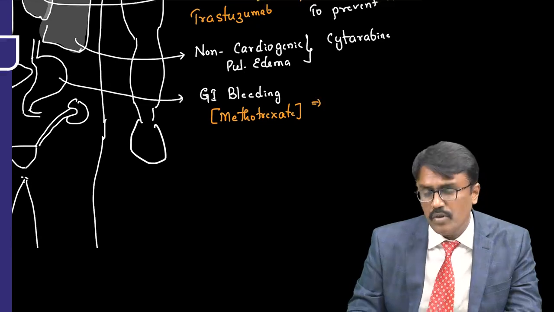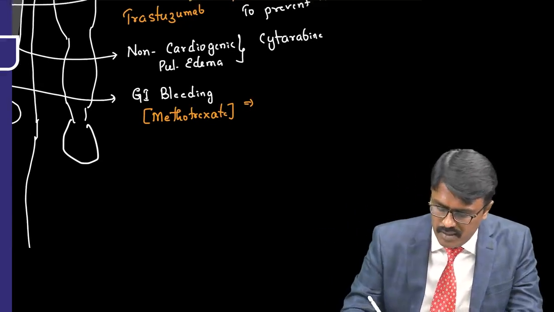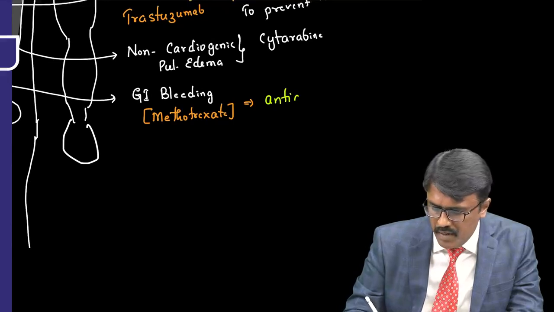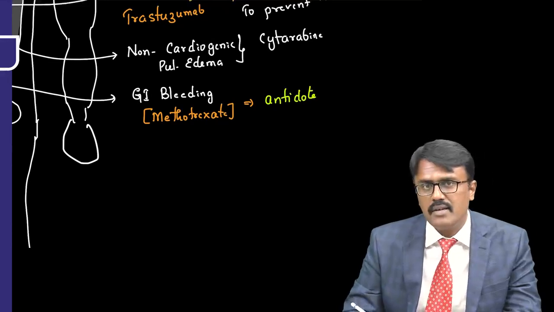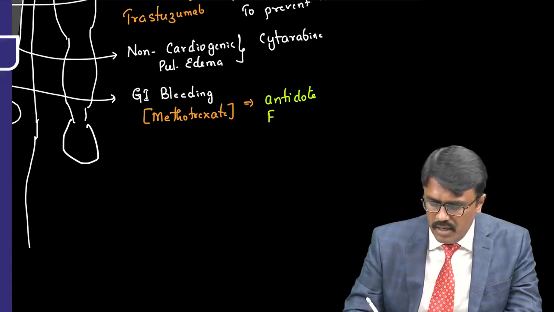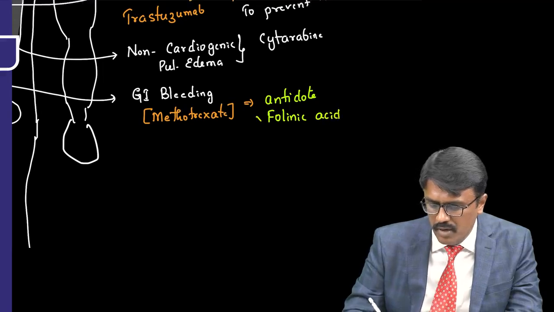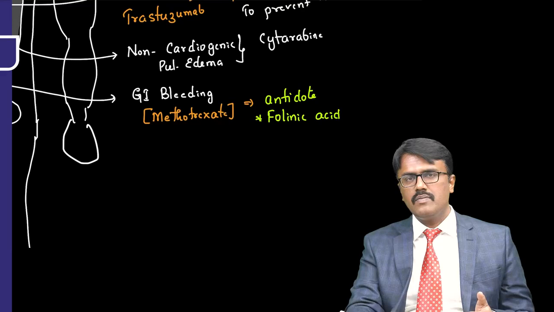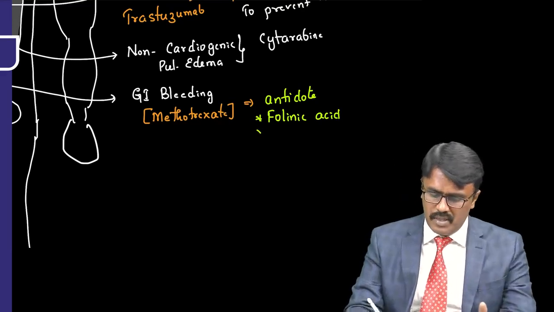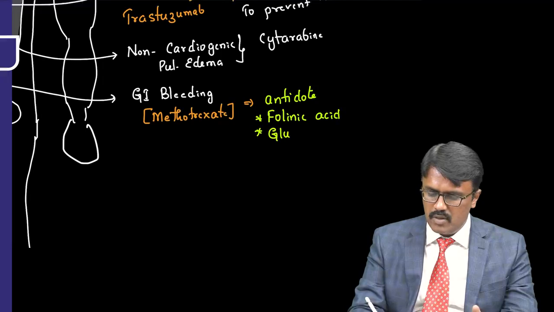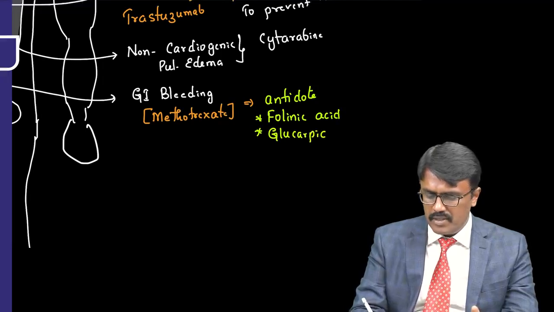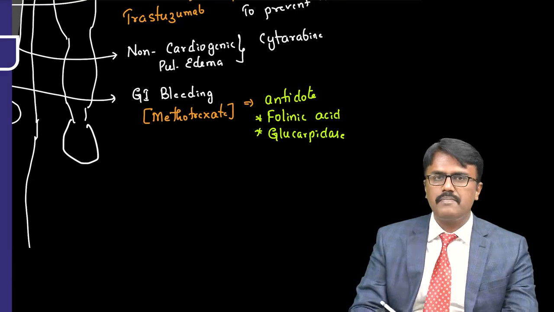Now, what is the antidote for methotrexate? It is a commonly asked question in exams. The antidote is, yes, take a guess. It is called folinic acid. What are the other names for folinic acid? It is also called leucovorin, also called citrovorum factor. There is an enzyme for that, and that is called glucarpidase. So we can use that.